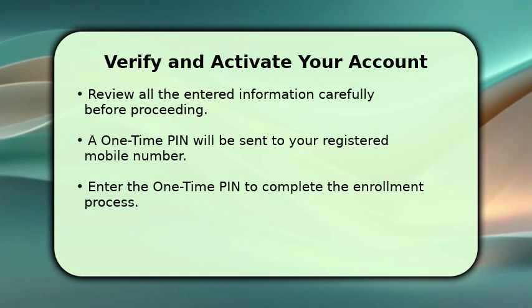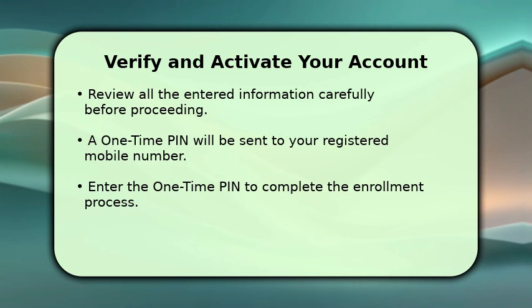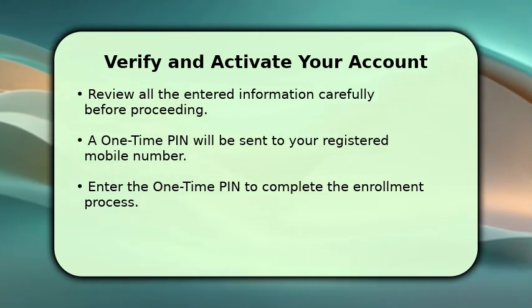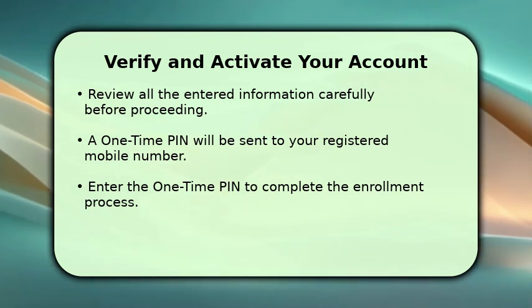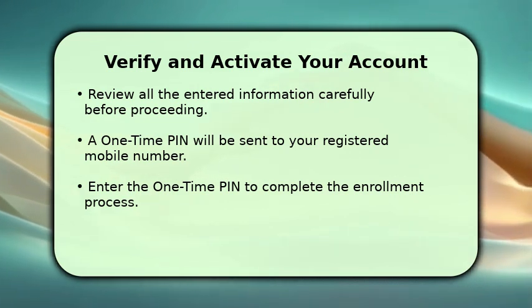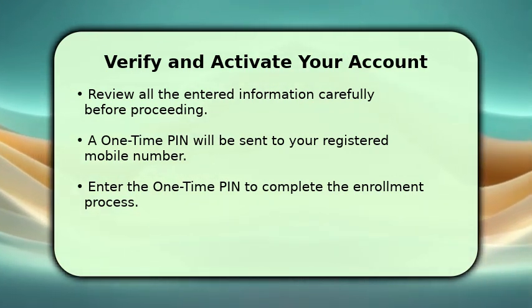After entering your details, take a moment to carefully review all the information you have provided. This ensures accuracy before moving forward. A one-time PIN, or OTP, will then be sent to your registered mobile number. Promptly enter this 6-digit one-time PIN into the system to successfully complete the enrollment and activate your new online banking account.